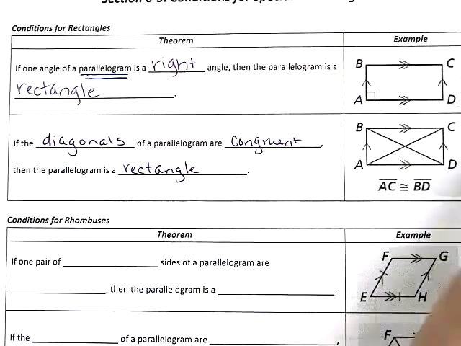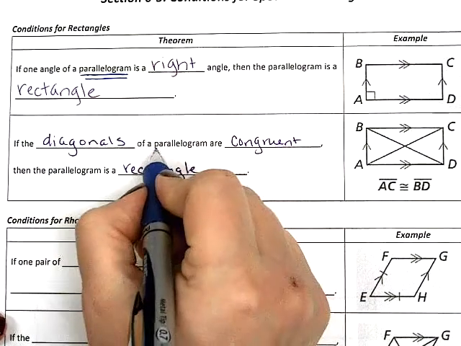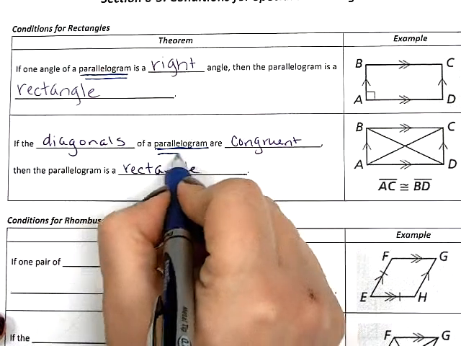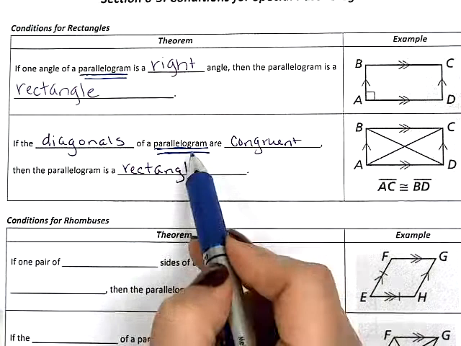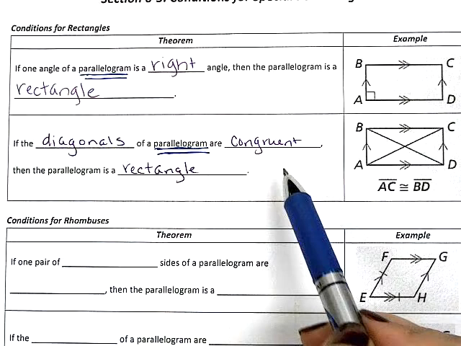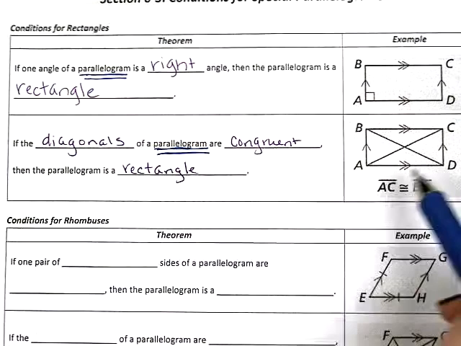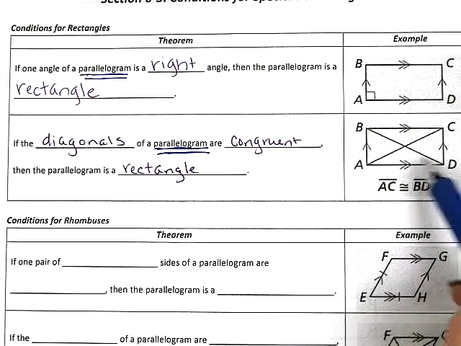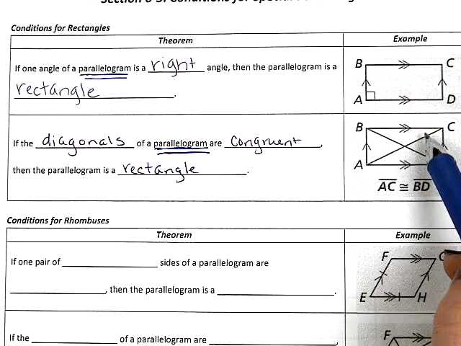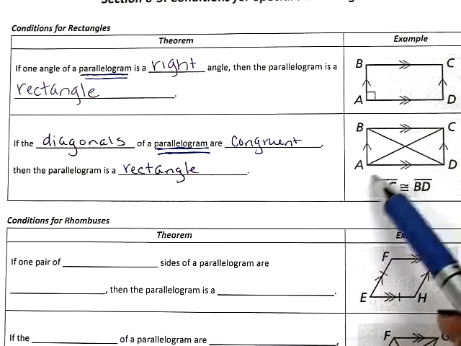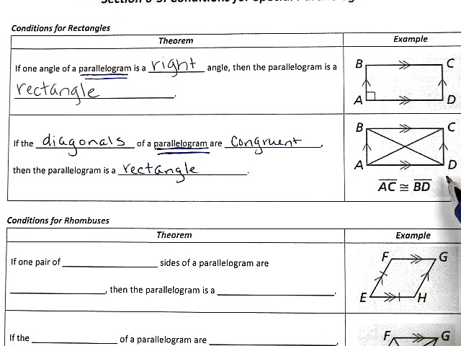Okay, so again, we're starting with the fact that it's a parallelogram. So if you could prove it's a parallelogram, and then you could prove that the diagonals are congruent, then we can say that it's a rectangle. So here we've got both sets of opposite sides parallel, and then we were given that AC is congruent to BD. That gives us a rectangle then.